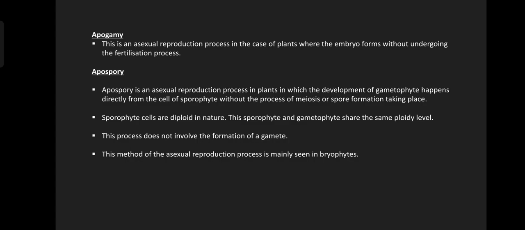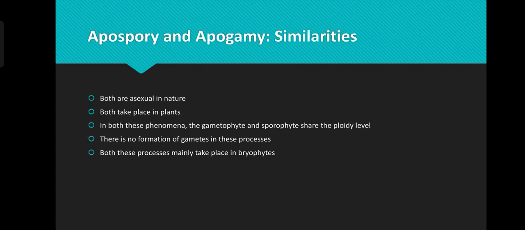Sporophyte cells are diploid in nature. The sporophyte and gametophyte share the same ploidy level. This process does not involve the formation of a gamete. This method of asexual reproduction is mainly seen in bryophytes. Apospory and apogamy similarities. Both are asexual in nature. Both take place in plants. In both these phenomena, the gametophyte and sporophyte share the same ploidy level. There is no formation of gametes in this process. Both these processes mainly take place in bryophytes.